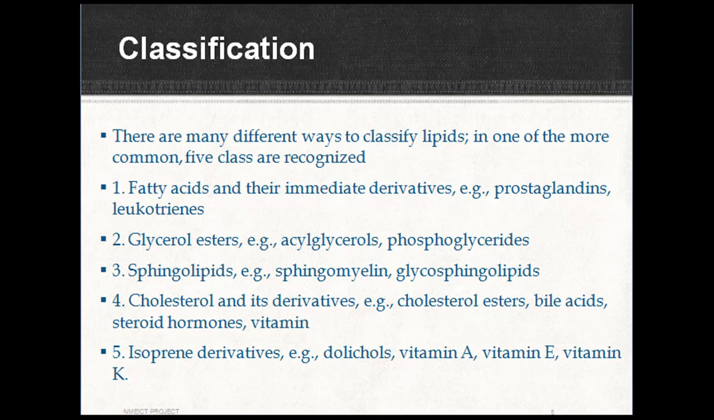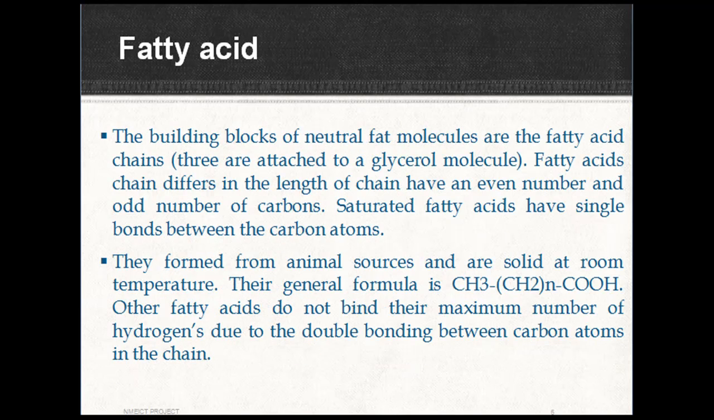Third, sphingolipids, for example, sphingomyelin and glycosphingolipids. Fourth, cholesterol and its derivatives, for example, esters of cholesterol. And the last one is isoprene derivatives. Various vitamins such as vitamin A, vitamin E and vitamin K are examples of this. Now we will discuss some examples of lipids in detail.